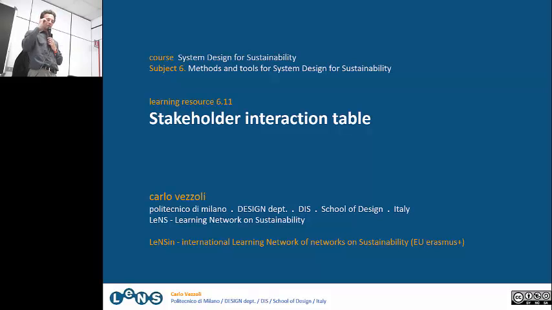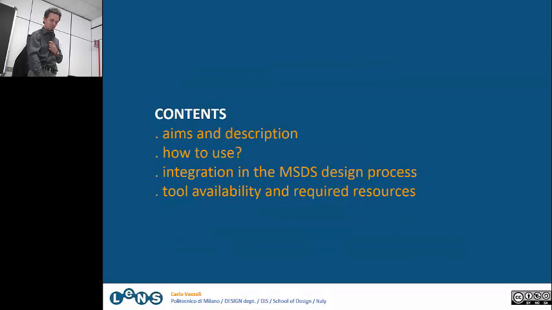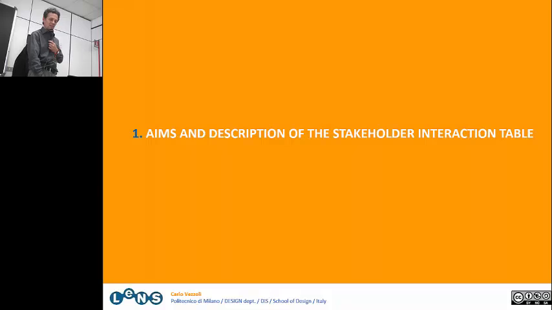I'm going to describe the stakeholder interaction table and how it works. As for the other tools, we will cover the aim and description, how to use it, how to integrate this into the MSDS design process, and the tool availability and the required resources. The aim and description.